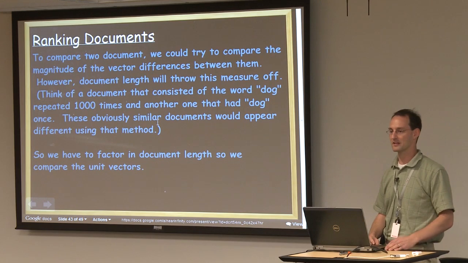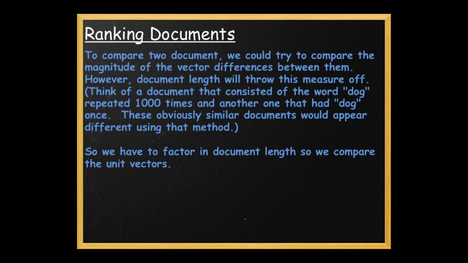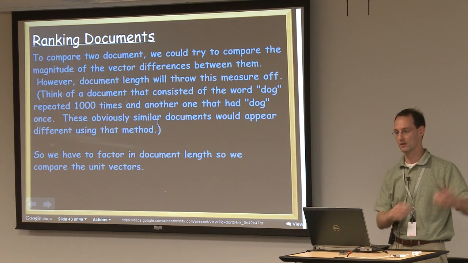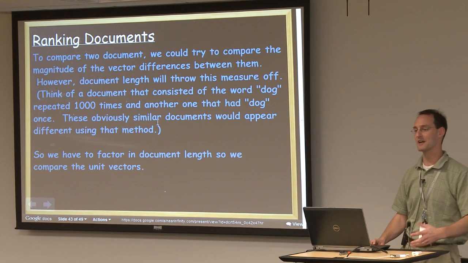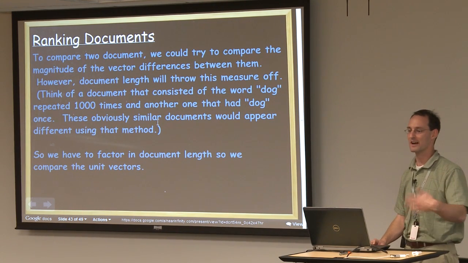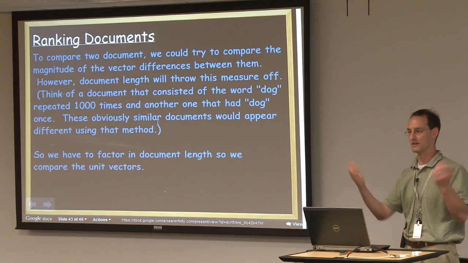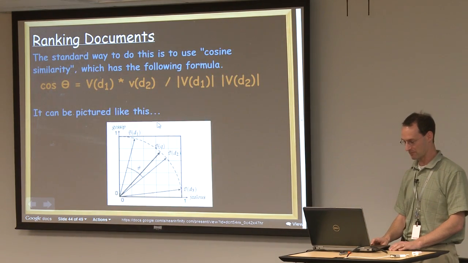However, the thing is that the document length is going to throw this off. If you have a document that has nothing but the word dog 1,000 times, and then you have another document that has dog once, obviously those are probably related to the same subject, which is dogs, but they would be different using that method because the 1,000 would give so much weight to it, it wouldn't work. So what you have to do is factor in the document length. You're essentially dividing out the fact that dog is there 1,000 times, and so then you have 1-to-1, and you can actually do a fair comparison.